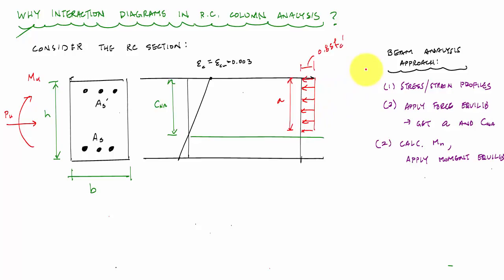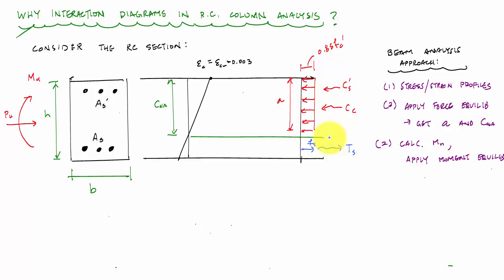Let's see, what else would I have? I would have maybe up here there would be a CS prime, a C sub C for the compression force resultant, and then here there would be a TS, FS, the stress in the steel there. Okay, in the tension steel. That looks about right. Yeah?